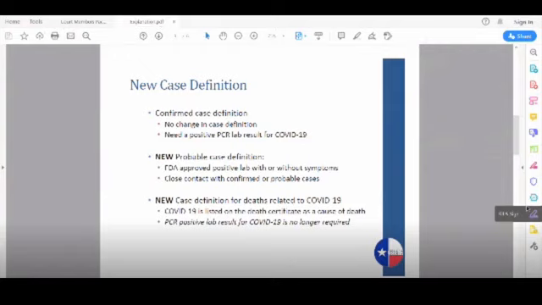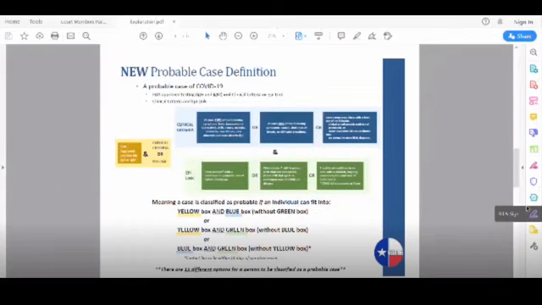They also updated the definition for deaths related to COVID-19. Previously, prior to this definition, it was only if you had a positive PCR result that you would be counted as someone who died related to COVID-19. Now lab testing is no longer required to be counted towards that. So that's just the language for the definition, and this next slide, the new probable case definition.